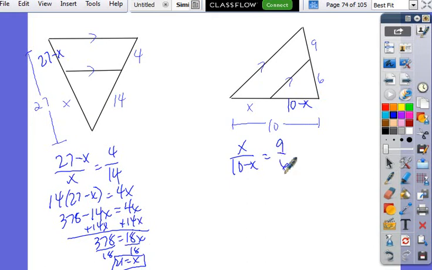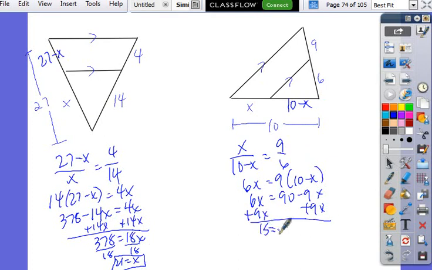6x would equal 90 minus 9x. Add the 9. The 15x equals 90. Is that 6? All right.